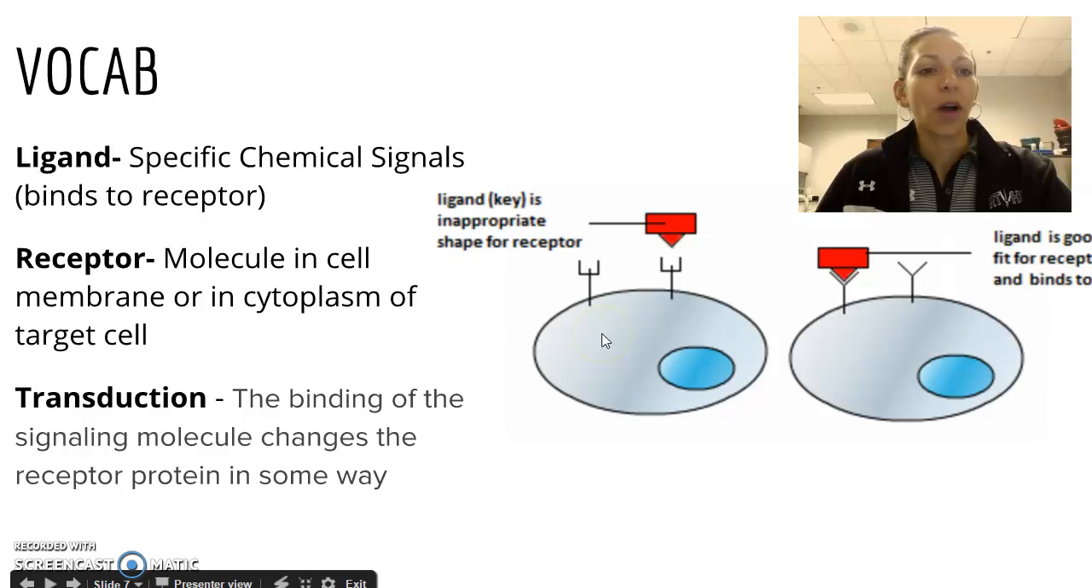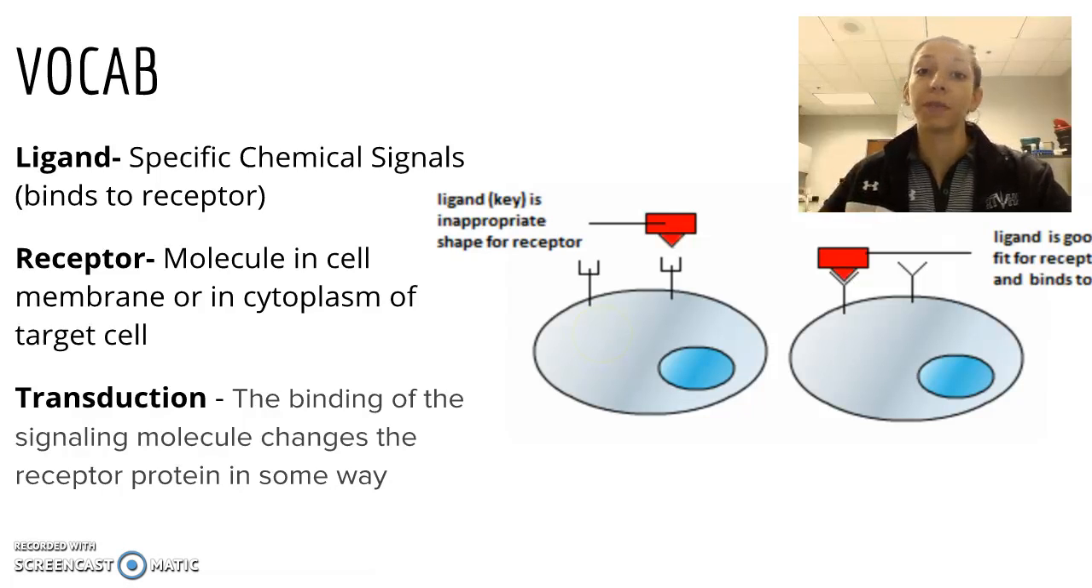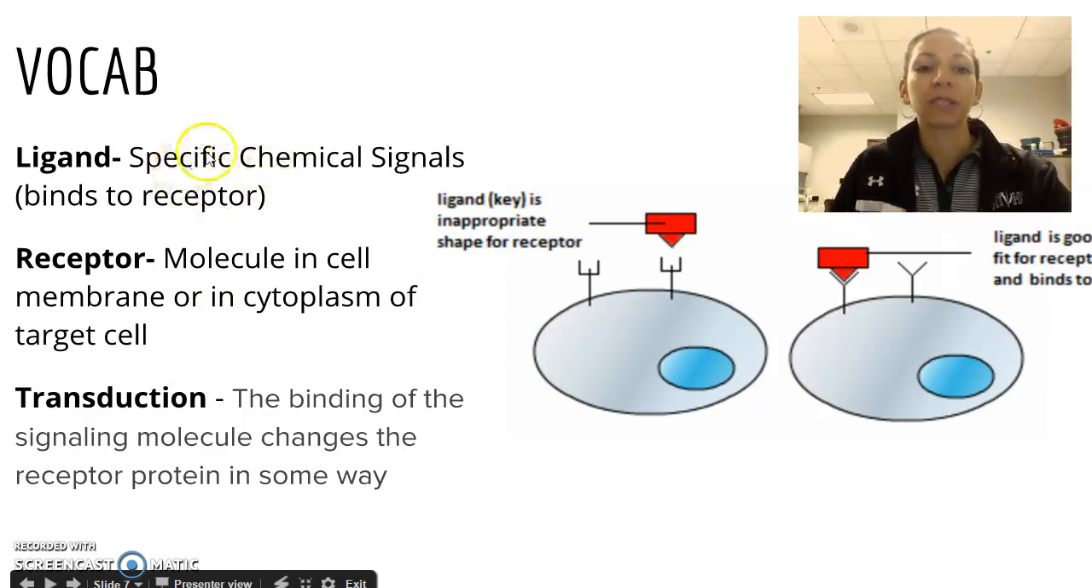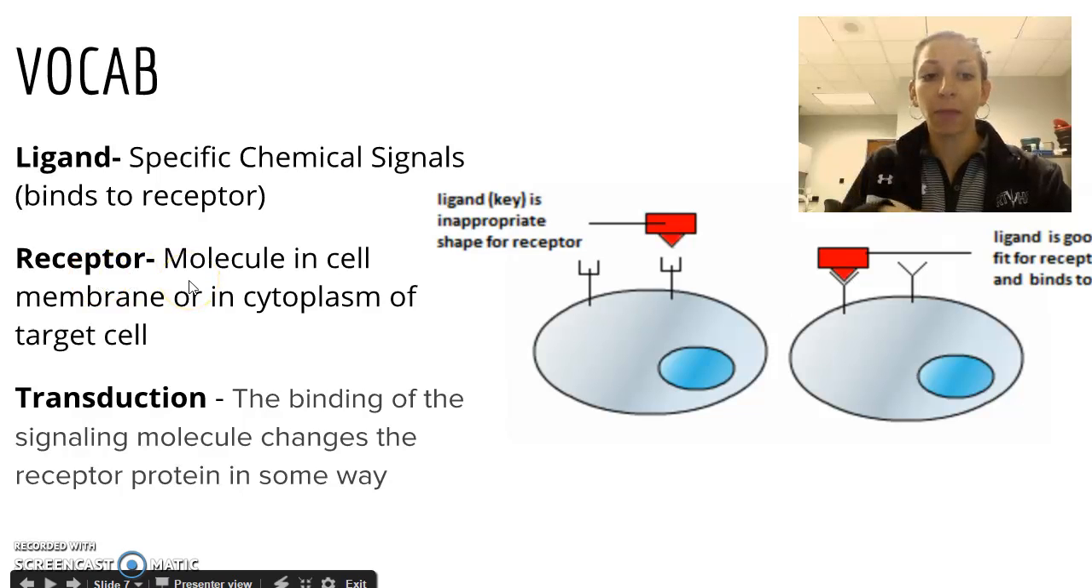All right, so let's go over a little bit of vocab before we move on. Now, signal transduction pathways always begin with reception. So what are they receiving? They're receiving a ligand, which is a specific chemical signal that's going to bind to a receptor. Now, remember, these are specific signaling pathways. If the receptor doesn't match, they have to fit, and it's got to be the appropriate shape for the receptor. And the receptor is the molecule in a cell membrane or in the cytoplasm of a target cell that's going to bind to the ligand.